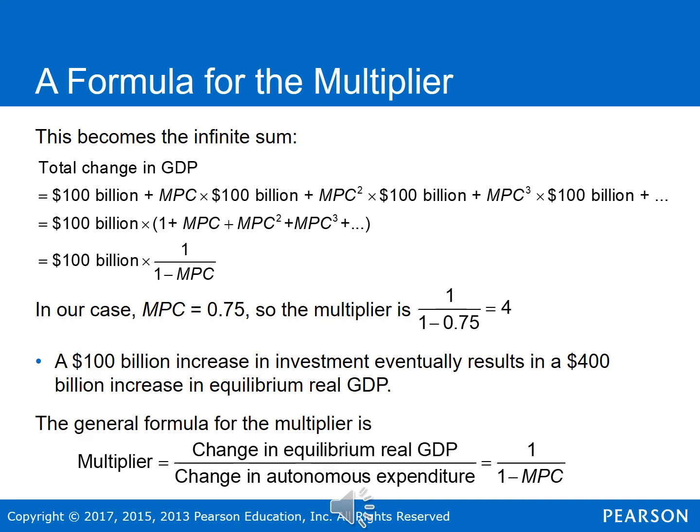Now in our case here, the marginal propensity to consume is 0.75 or 75%. So the multiplier here is 1 divided by 1 minus 0.75. That's going to equal 1 divided by 0.25, which is going to equal 4. Again, this gets us to the same answer we had before. So a general formula for our multiplier is: the multiplier equals the change in equilibrium real GDP divided by the change in autonomous expenditure, which again can be written as 1 divided by 1 minus the marginal propensity to consume.